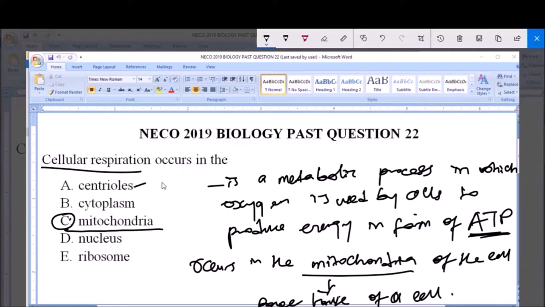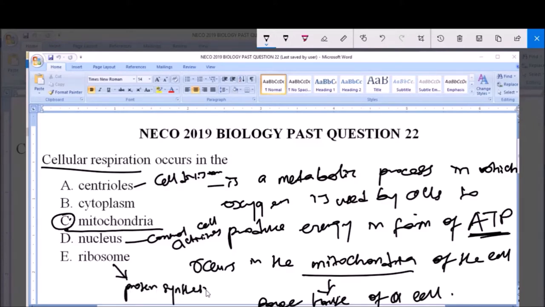Centrioles are for cell division. Then the nucleus, like we know, controls all cell activities. And the ribosome is for protein synthesis. Then the cytoplasm is like a jelly fluid, whereby all these cell organelles are suspended. But the mitochondria is the powerhouse of the cell, and that is where cellular respiration occurs to provide energy for the body.